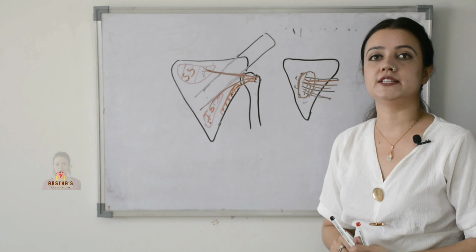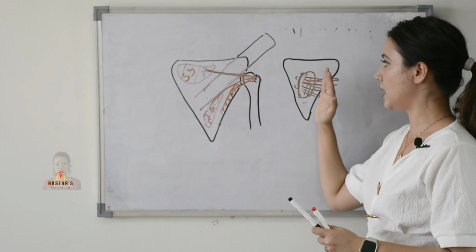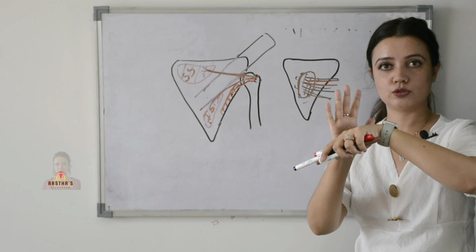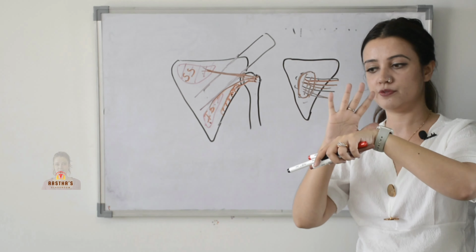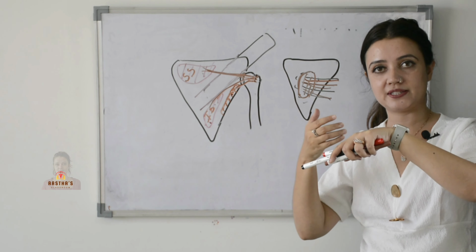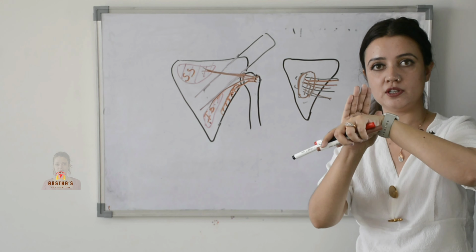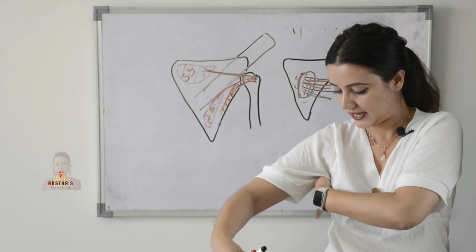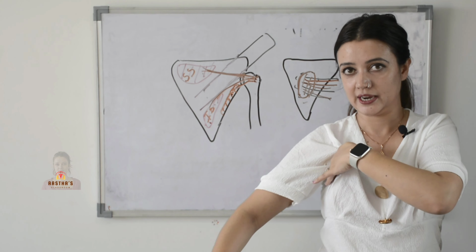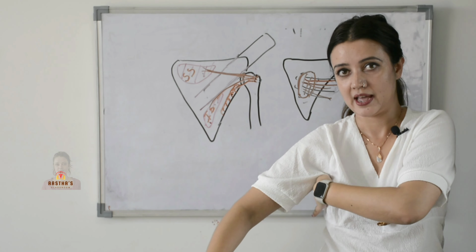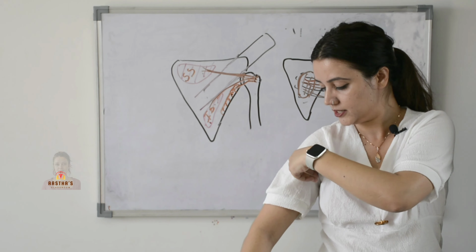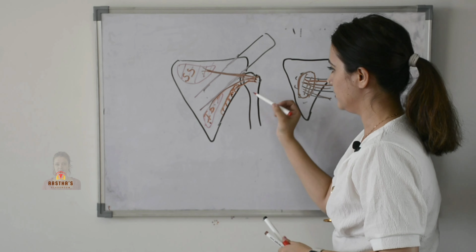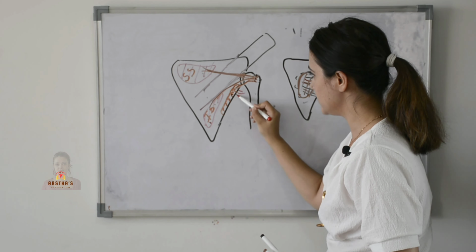Now coming to the subscapularis muscle, which comes from the anterior aspect of the scapula. This muscle cannot be palpated from the outside, the posterior part, as it is present inside, towards the thoracic cage. It comes from inside, this way, passes under the armpit, and gets inserted on the lesser tubercle of the humerus.